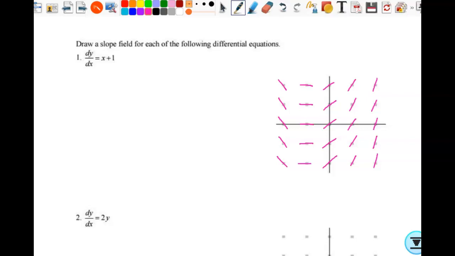Okay, so when I asked you to draw these slope fields, some of you got a little nervous thinking, how much time do we have? But then realized that it might not take you as long as you thought. Okay, so what did we notice about number 1?